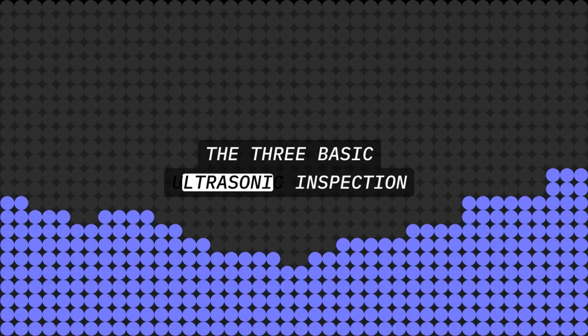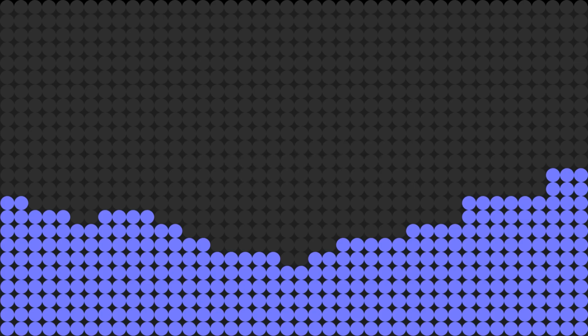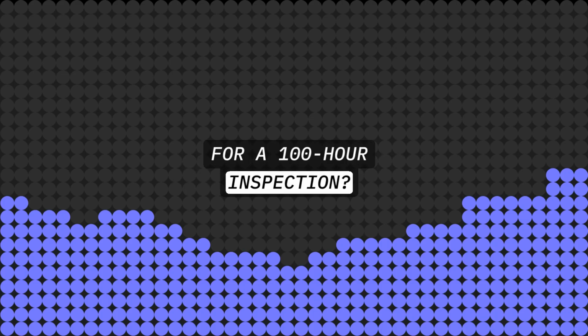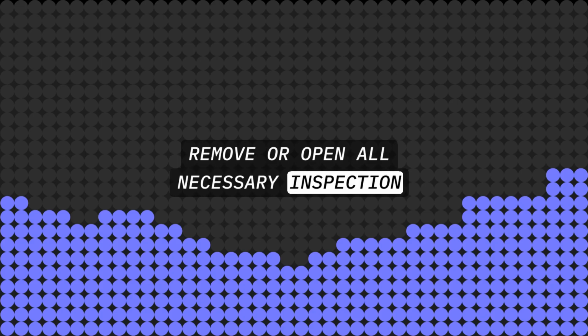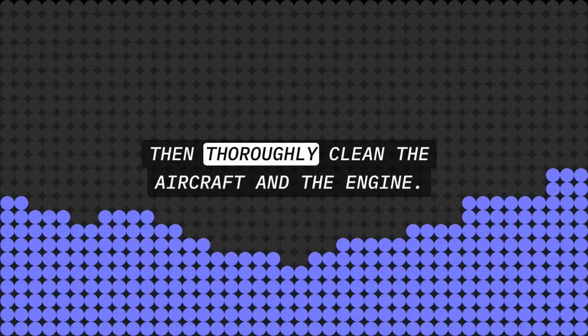The 3 basic ultrasonic inspection methods are pulse echo, through transmission, resonance. What steps must be taken to prepare an aircraft for a 100-hour inspection? Remove or open all necessary inspection plates, access doors, fairings, and cowlings. Then thoroughly clean the aircraft and the engine.